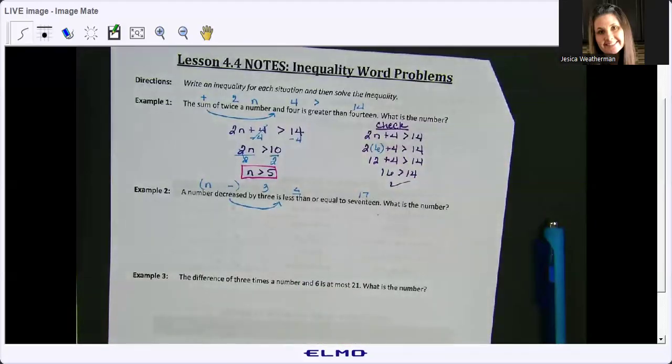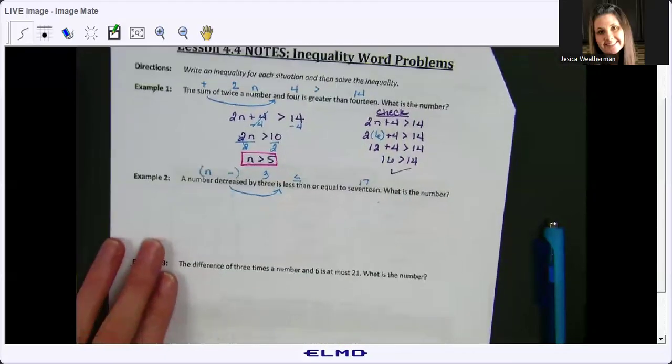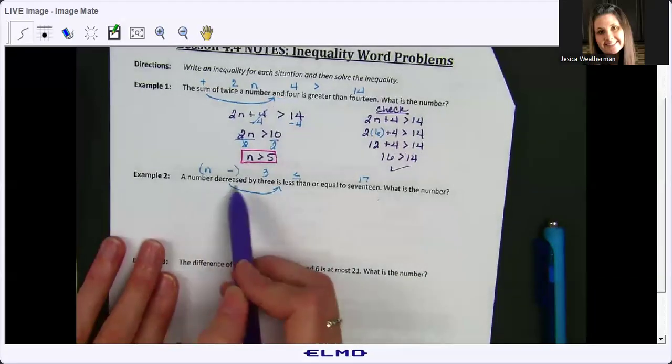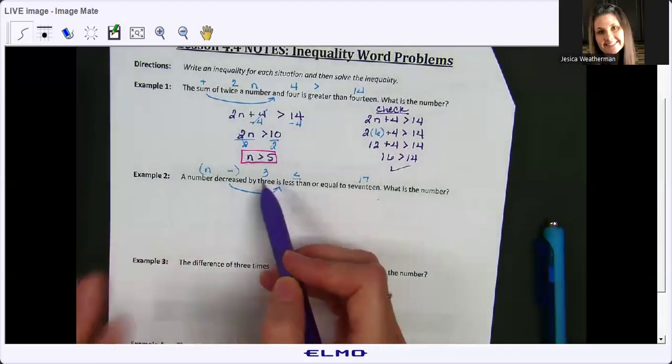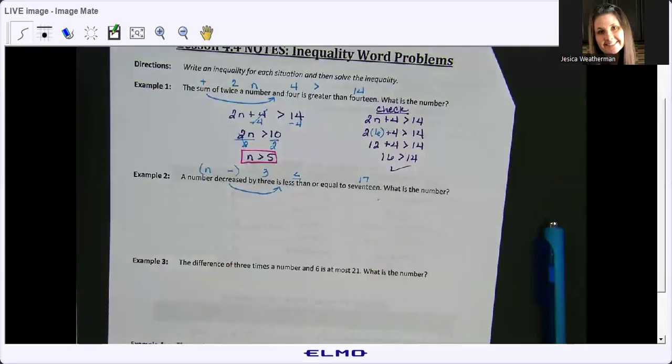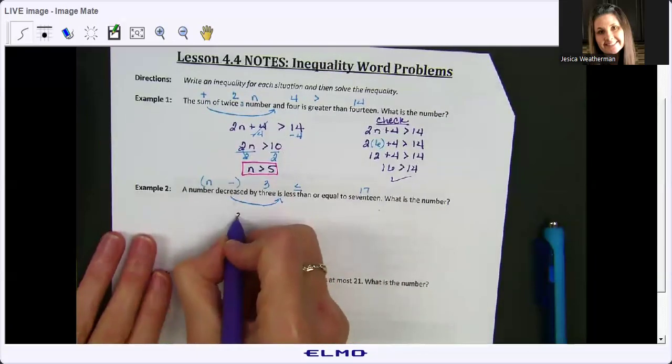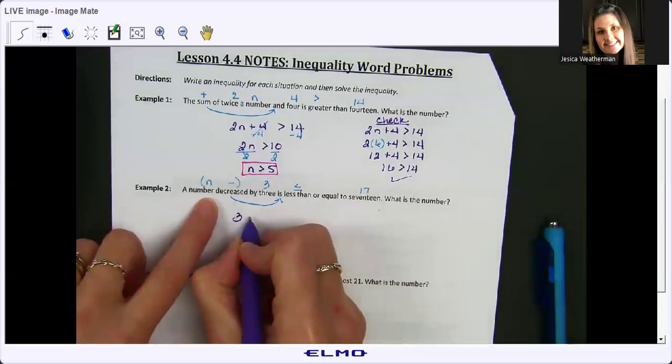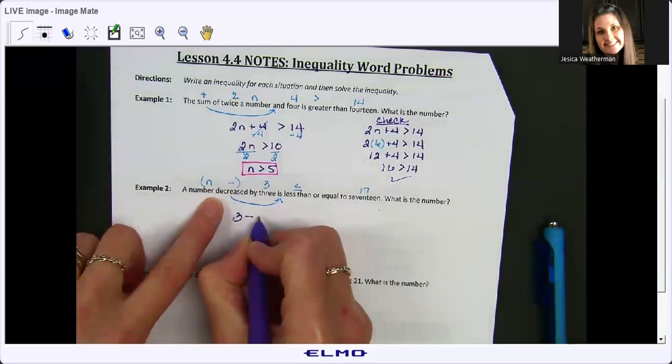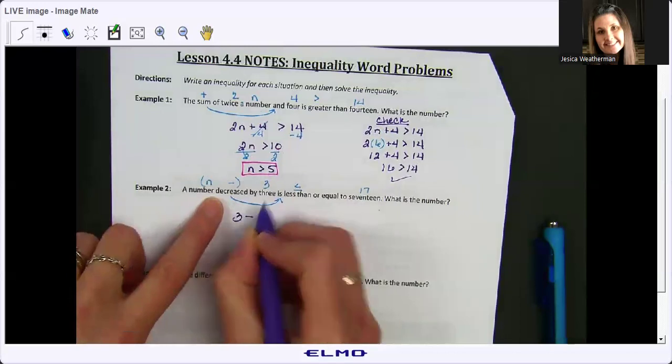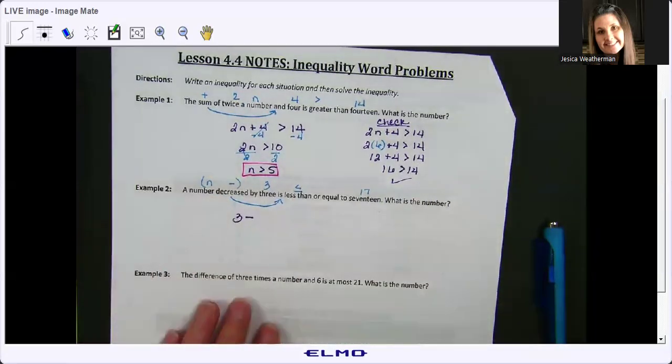All right, let's go down to example 2. I have a number that is decreased by 3. That means anytime you see decreased by, you're going to move it behind the next number. So this is 3 is decreased. Oh no, I have that wrong. Sorry.